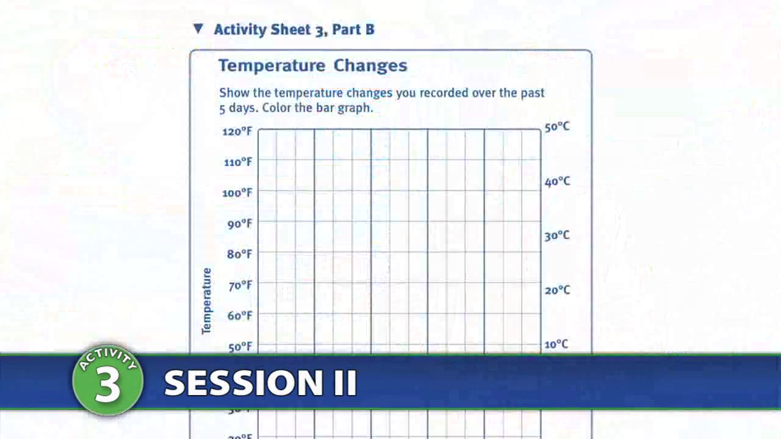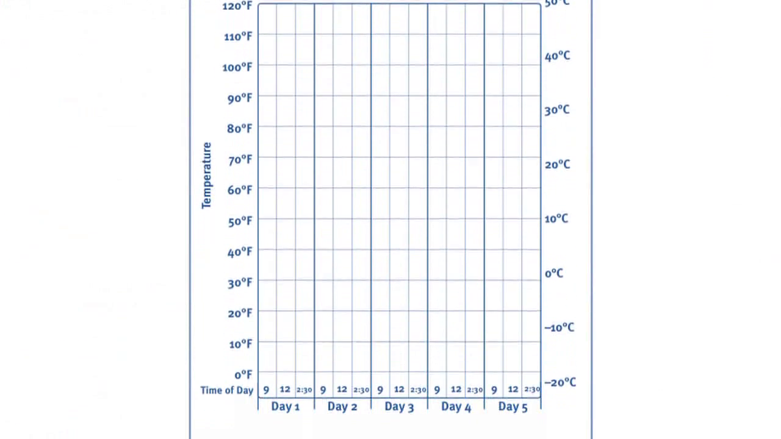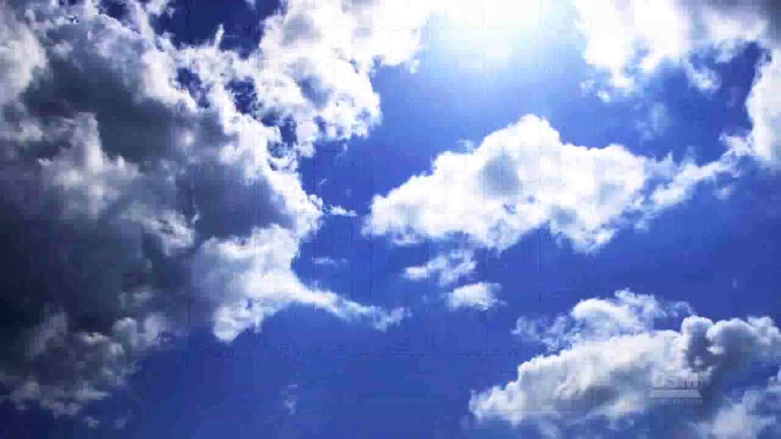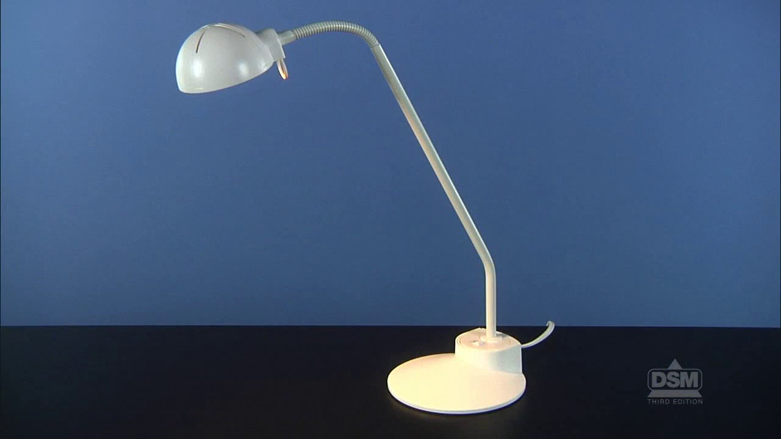To prepare for Session 2, make a copy of Activity Sheet 3, Part B for each student. Note that this session should be done on a sunny day. Find a place indoors, preferably in the classroom, where students can leave cups of water in direct sunlight for about 20 minutes. If direct sunlight is not available, a strong desk lamp will also work.